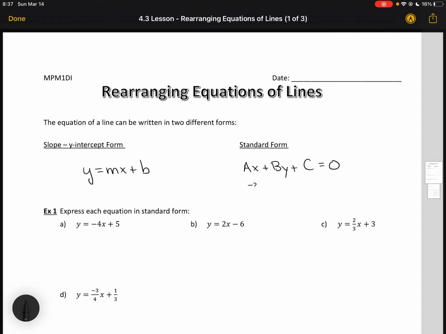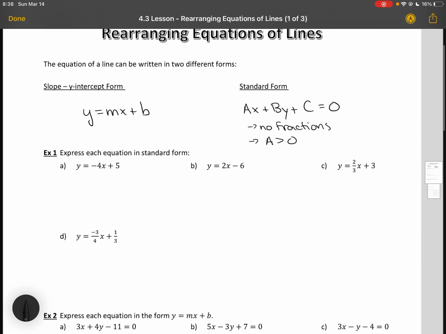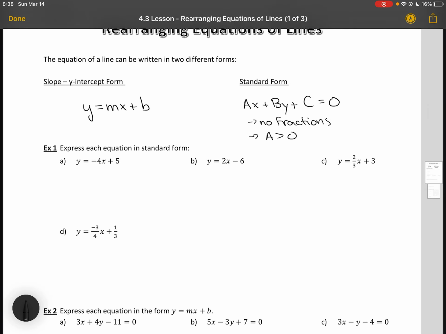The only restrictions here are that you can't have any fractions and that the a value has to be greater than 0. So let's do an example where we're going to express each equation in standard form. So kind of like an equation, we're just going to move everything onto the left-hand side and change the signs. So minus 4x on the right moves over, becomes plus 4x. The y hasn't moved anymore, so it stays as positive. And I've got minus 5 equals 0, and I'm all done.